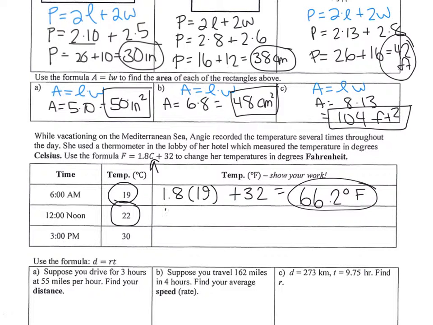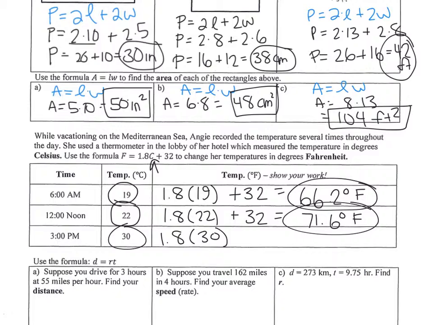And the second one is 1.8 times 22 plus 32. So I do 1.8 times 22 plus 32, and I get 71.6 degrees Fahrenheit. And my last one is 1.8 times 30 plus 32. So I do 1.8 times 30 plus 32, and it's 86 degrees Fahrenheit. So that's how you convert Celsius to Fahrenheit.